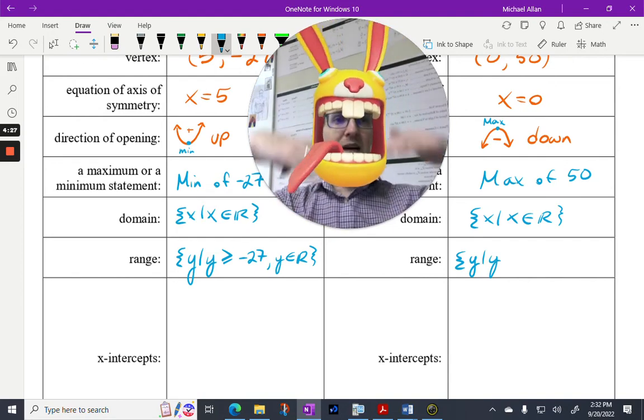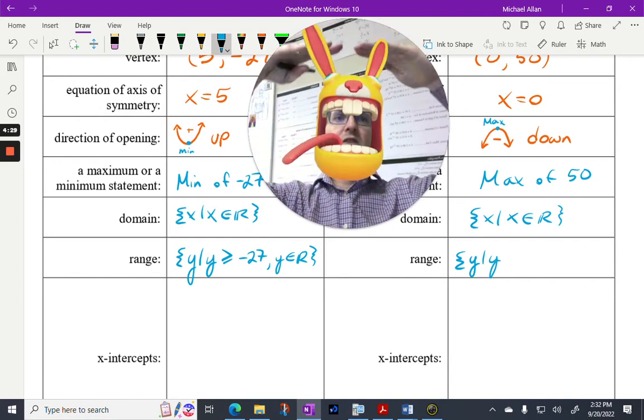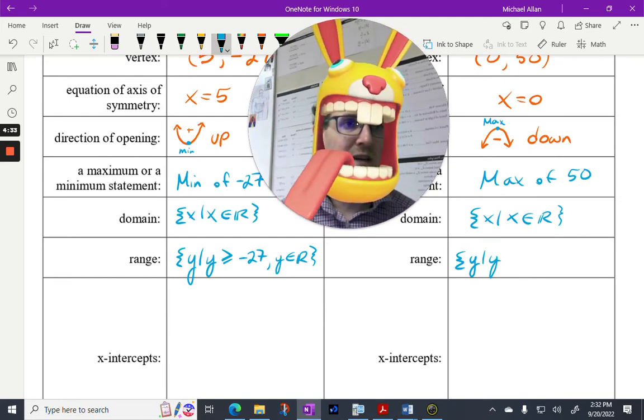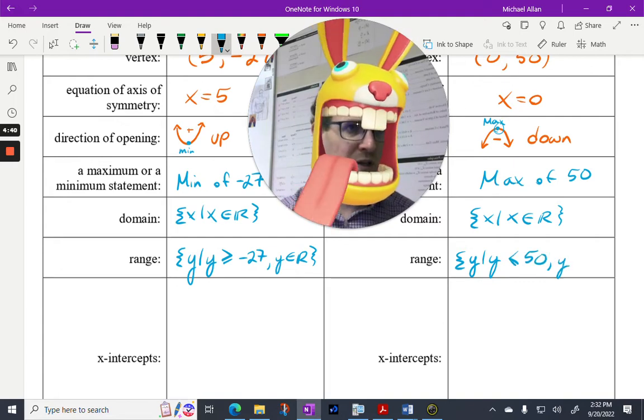Because this is going down, you're going to start at the top and everything lower than that value, less than that value. Starting at the very top up here, working your way down. So everything less than or equal to the 50. It's all about the y value of my vertex.